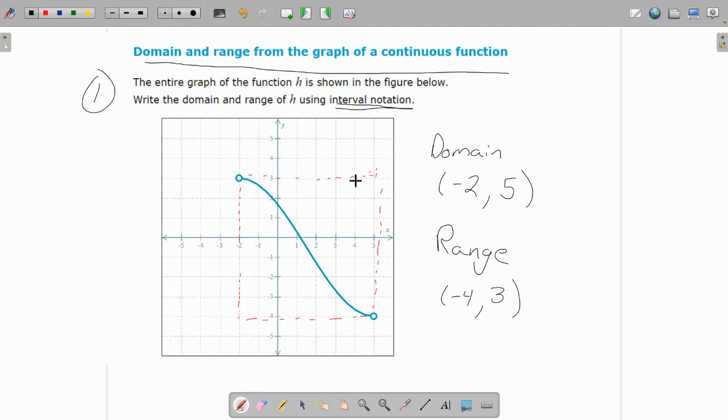So I boxed it in. Remember, domain are your x values. I look at it as left and right. Range are your y values. I look at that as bottom and top, or up and down. You should put these in numerical order. I'm not sure if Alex will take it out of order, so just put it in order. Let's take a look at another problem.